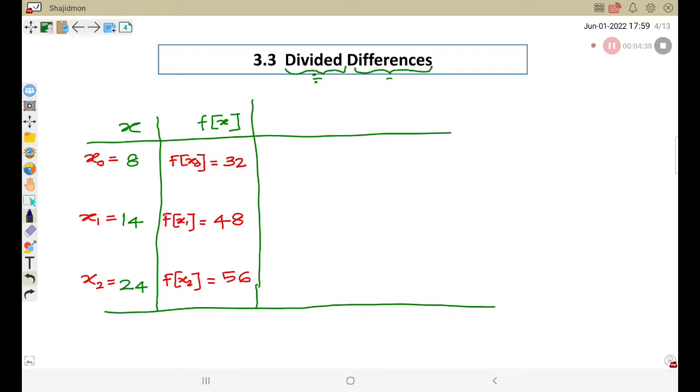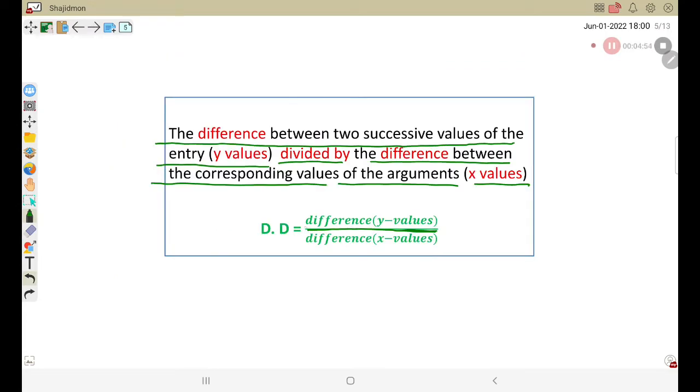To find the divided difference, we first find the first order divided difference. I am using the short notation DD, first order divided difference. What is the meaning of divided difference we studied? The difference of y values divided by the difference of x values, correct?